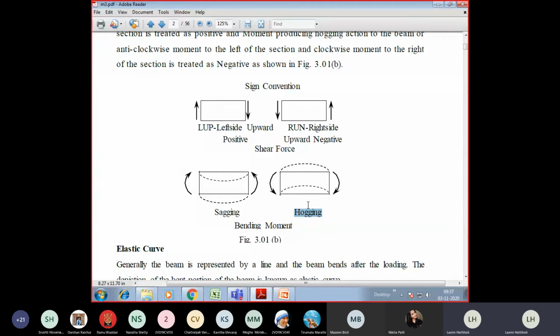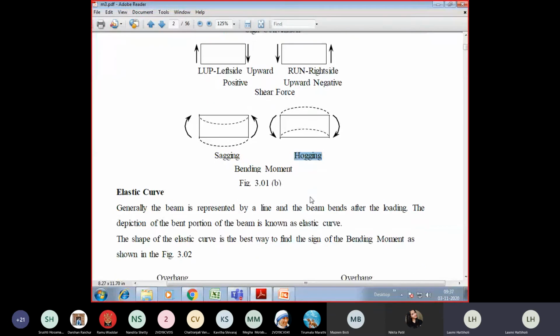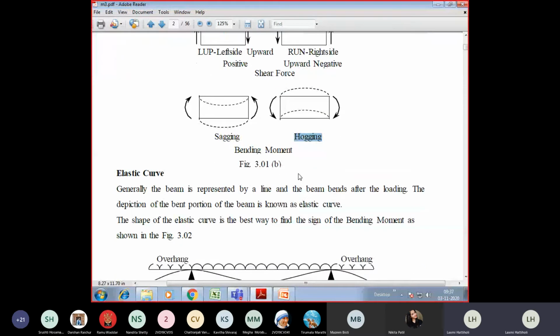So I hope the sign convention is understood by you all. Of course, I'll repeat the sign convention when I explain the numerical examples once again. Okay, so this is all about the SFD and BMD sign convention. Now, the next concept in today's class is the elastic curve. Okay, now what is an elastic curve?